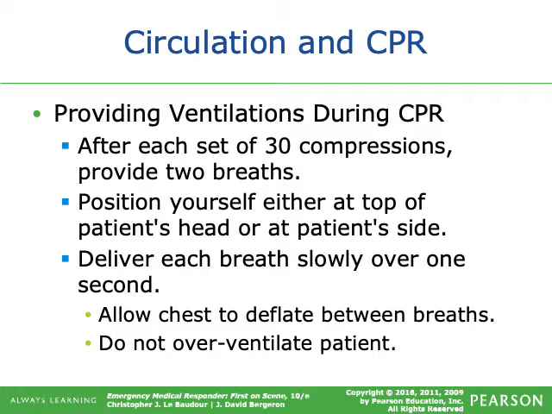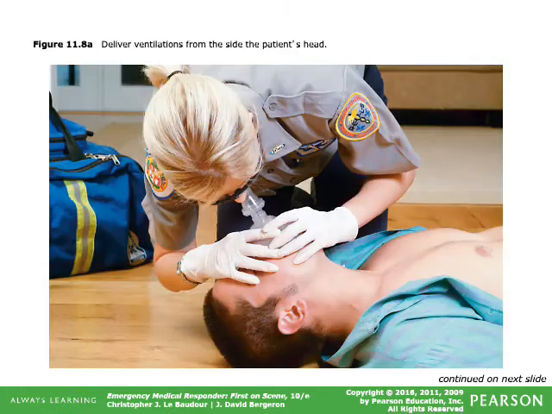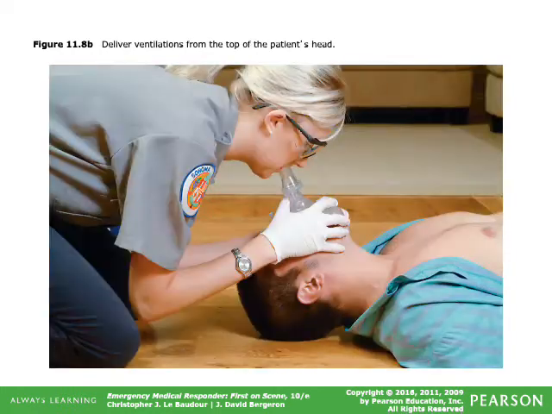Providing ventilations during CPR. After each set of 30 compressions, provide 2 breaths. Position yourself either at the top of the patient's head or at the patient's side. Deliver each breath slowly over 1 second. Allow the chest to deflate between breaths. Do not overventilate the patient. This is the image of the rescuer delivering ventilations from the side of the patient's head. Delivering ventilations from the top of the patient's head.